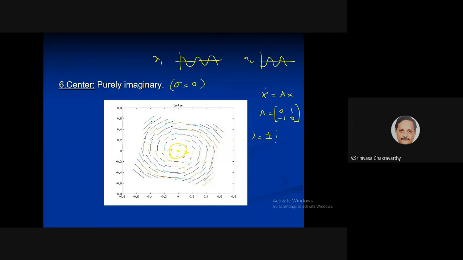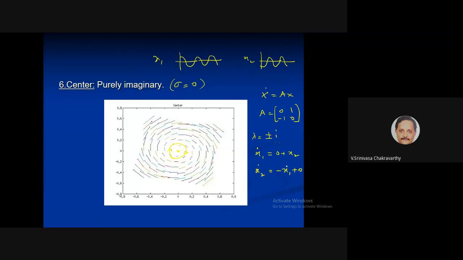And we have said that's exactly when you get a center, where both x1 and x2 are sinusoids. So let us try to expand out this equation like this. x1 dot is Ax, which is equal to 0 plus x2, if I plug this in. So x2 dot is equal to minus x1 plus 0. I'm just multiplying this out and expanding it.